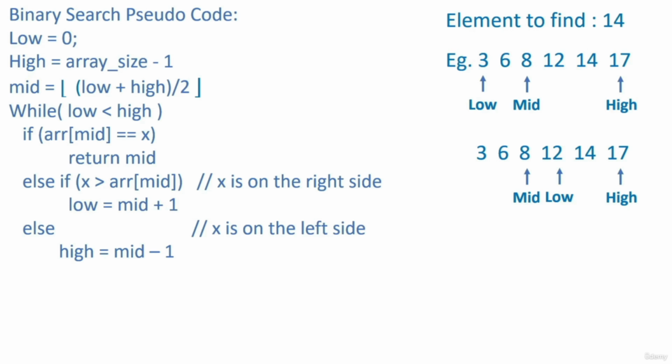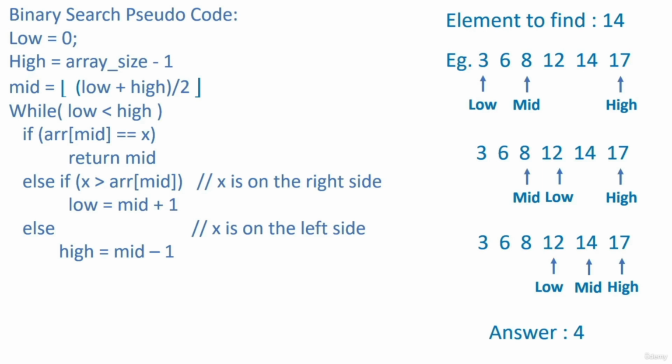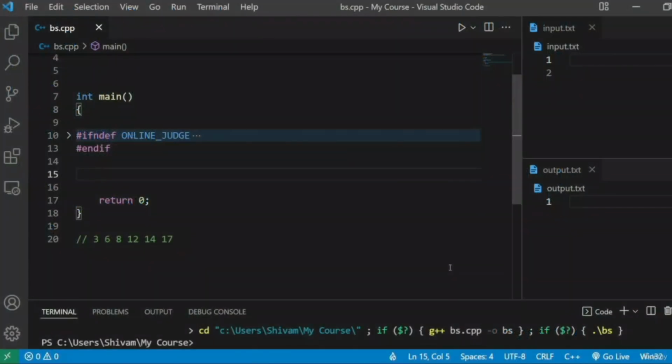Now again here if we calculate our mid, then it will evaluate as 3 plus 5 divided by 2, that is 4, and the floor of 4 is also 4. So our mid will shift to here. Now we will check: is the element at mid equal to 14? Yes, it is equal to 14. This is how we implement the binary search algorithm.